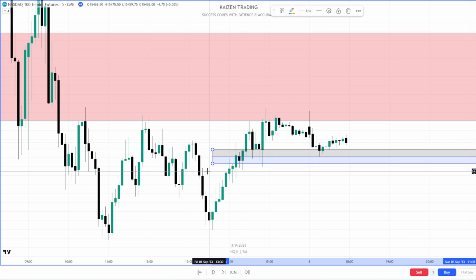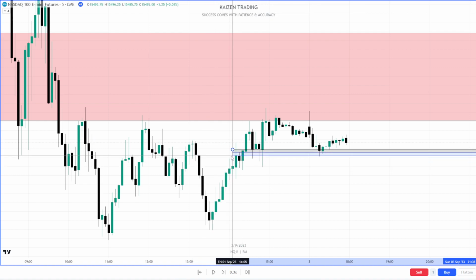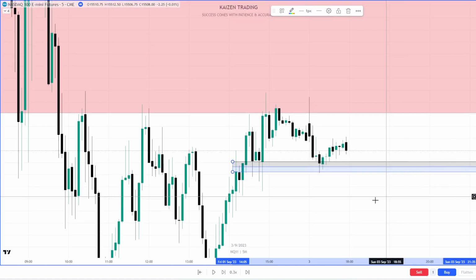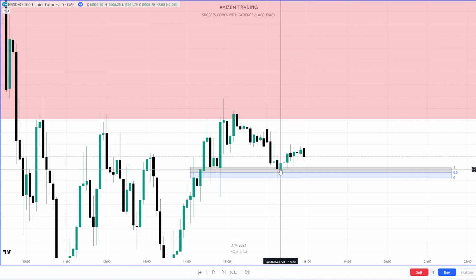If we look at the gap on the 5-minute, candle bodies close above 50%. And we can see what price has done after that. It continues to make higher lows. Okay, so this is saying price is currently not willing to move lower.